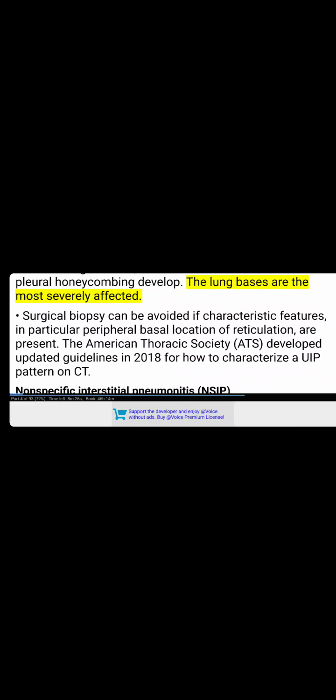The pathology of UIP features interstitial fibroblastic foci and chronic alveolar inflammation with temporal and spatial heterogeneity. Non-contrast CT shows subpleural reticulations and honeycombing (arrow). Early UIP features reticulation in the posterior subpleural lung bases. In later stages of UIP, traction bronchiectasis and subpleural honeycombing develop. The lung bases are the most severely affected.